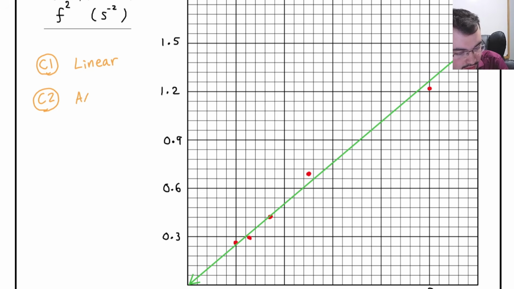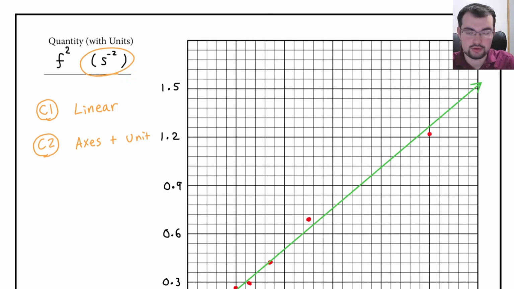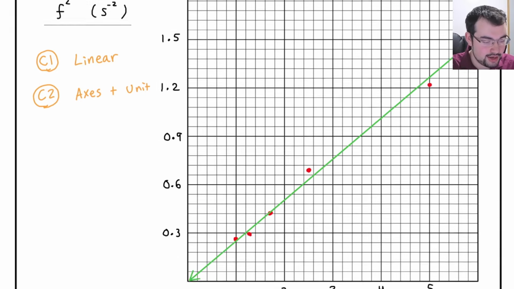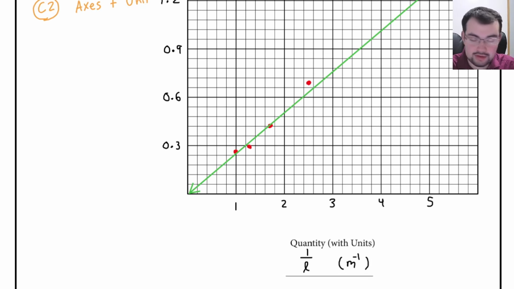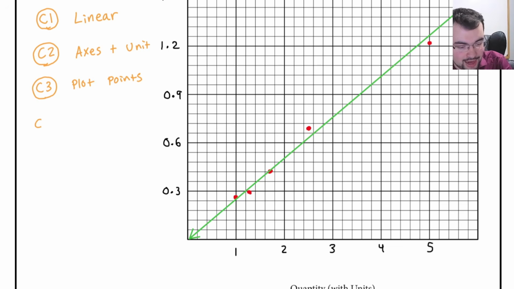C2, you get your axes plus the units. So you have to have consistent units, or none if it doesn't need units. And you also need a linear scale in your axes. So notice I count 1, 2, 3, 4, 5, 0.3, 0.6, 0.9, whatever. C3, nobody misses C3. C3 is just plotting the points to some reasonable level. Like if it looks like you just made up where the points go, you're not going to get the point unless you trick us. But just plot whatever. If you commit to plotting the points, you get C3.